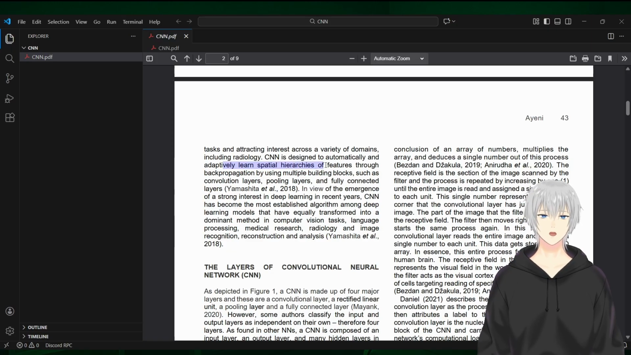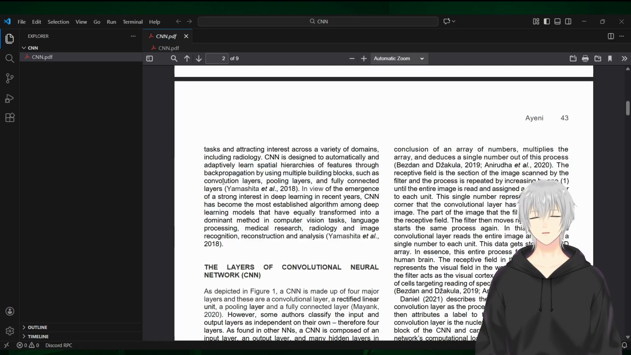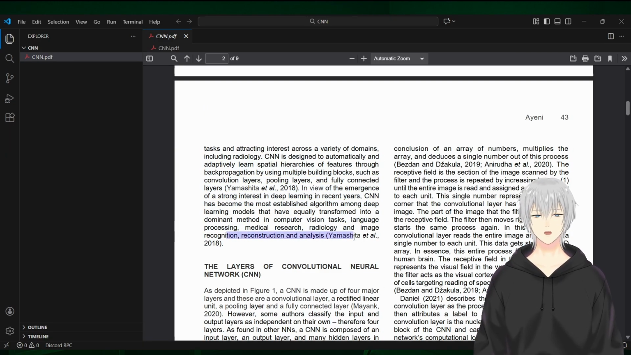Learn a spatial hierarchy of features through backpropagation using multiple building blocks such as convolutional layers, pooling layers, and fully connected layers. With the emergence of strong deep learning models, CNNs have transformed into a dominant method in computer vision, language processing, medical research, radiology, and image recognition, reconstruction, and analysis.